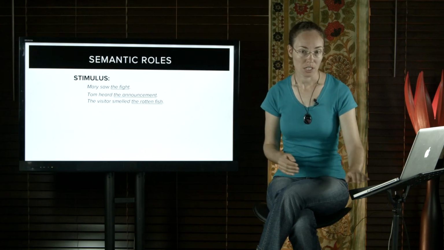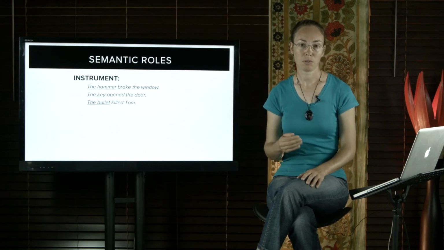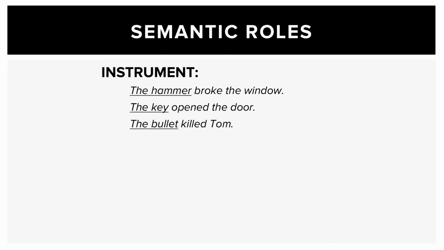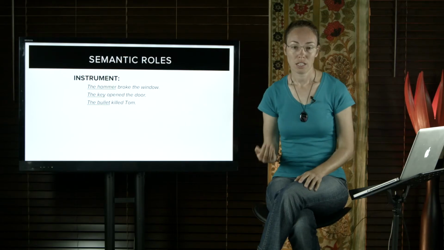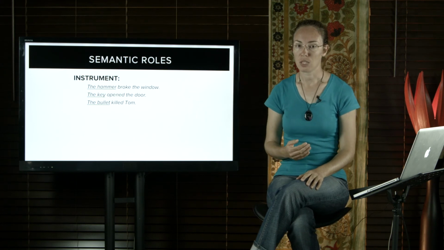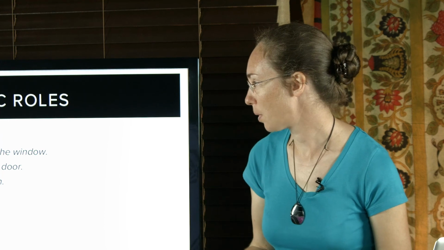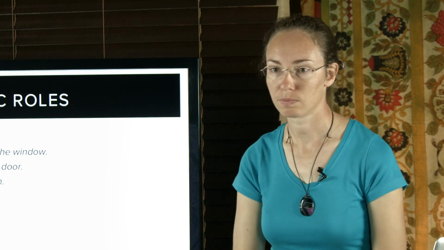An instrument is used by an actor to perform the action. So the hammer broke the window, the key opened the door, and the bullet killed Tom. In English, instruments can be paraphrased with a prepositional phrase using with. So for example, the window was broken with the hammer.